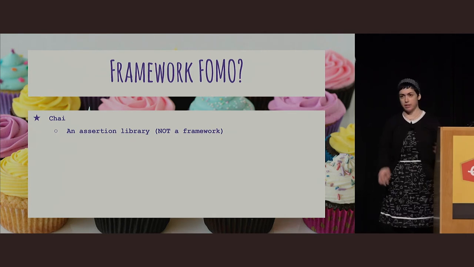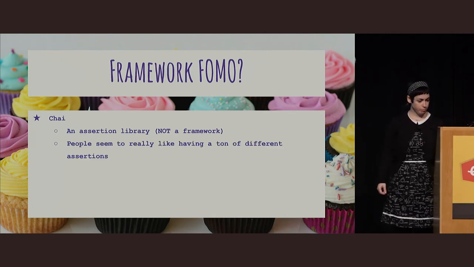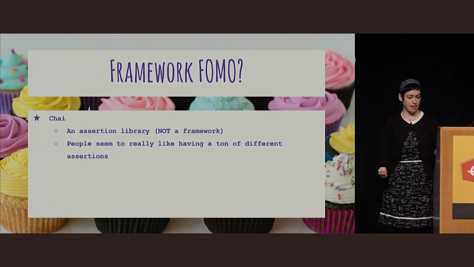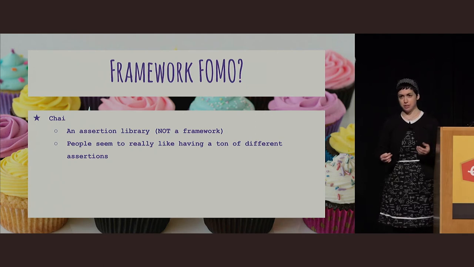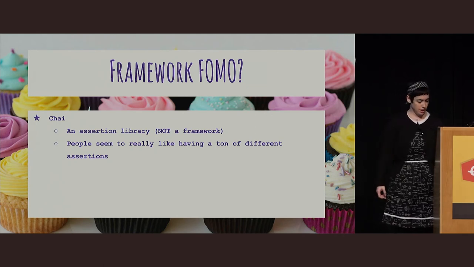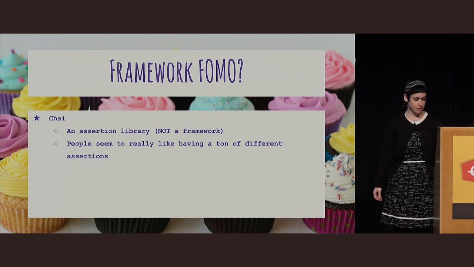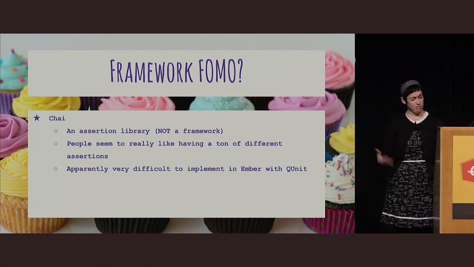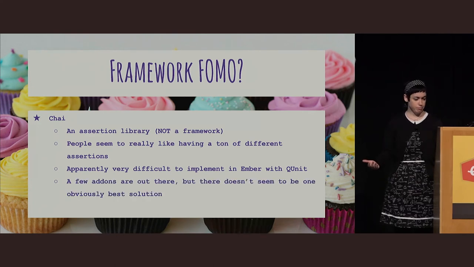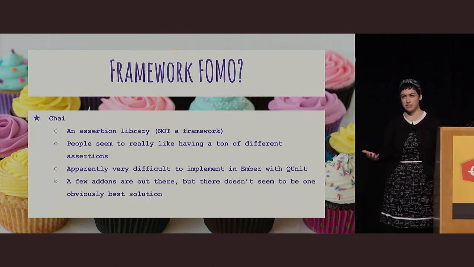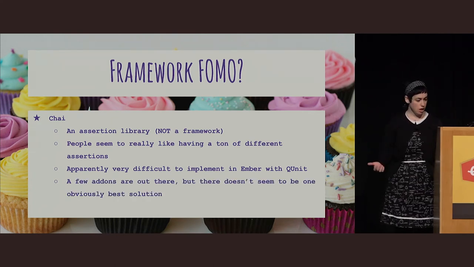Chai is an assertion library, not a framework. People seem to really like having a ton of different assertions. It's a personal choice. I find Qunit to be more than enough, but if you really want to have that, then Chai could be a good solution for you. I've heard that it's difficult to implement in Ember with Qunit. There are a few add-ons out there, but I couldn't find one that seemed like a distinct solution.